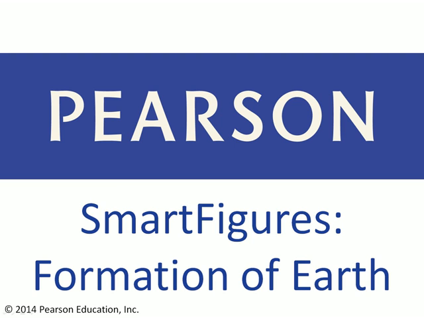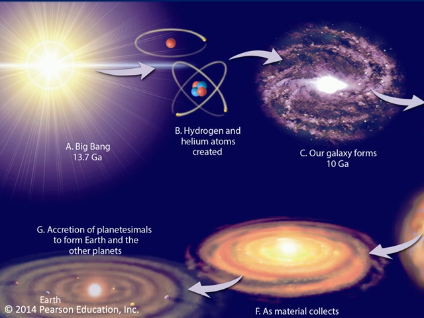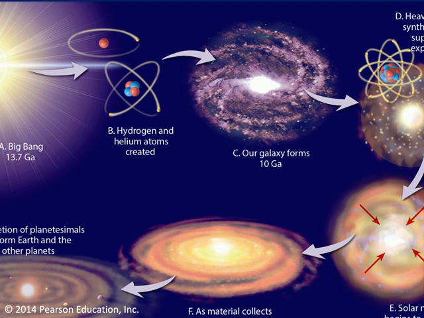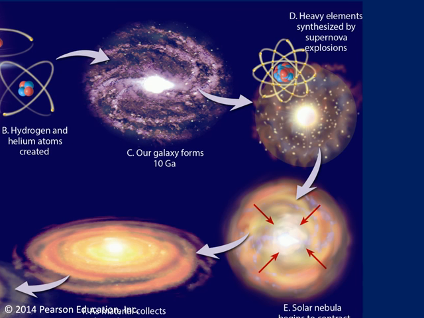After watching this video, you should be able to describe the sequence of events that took place to form planet Earth. So the story begins, as really all stories do, with the Big Bang, around 13.7 billion years ago. And shortly after the Big Bang, hydrogen and helium atoms formed, and those hydrogen and helium atoms were stuff from which early galaxies were forming around 10 billion years ago.